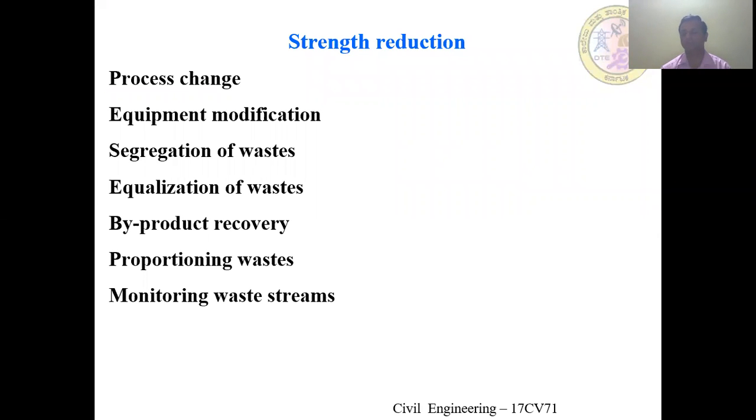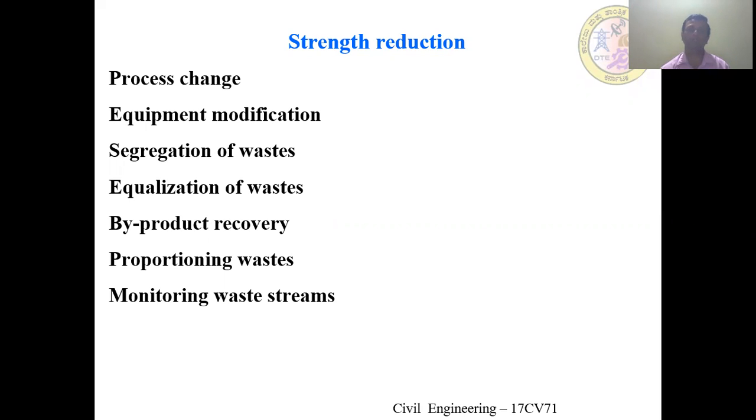Strength reduction is a process where you reduce the strength of the wastewater by removing some of the higher concentration of substances by different processes or methods. In this way, we can reduce the characteristics, or we can say reduce the wastewater standard before you dispose. How can we reduce the strength?